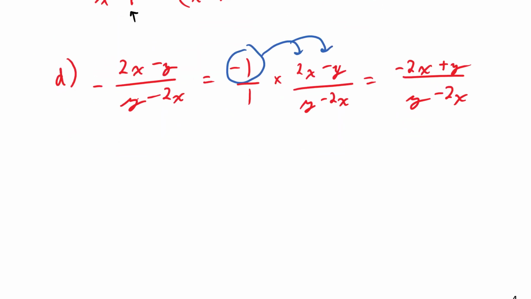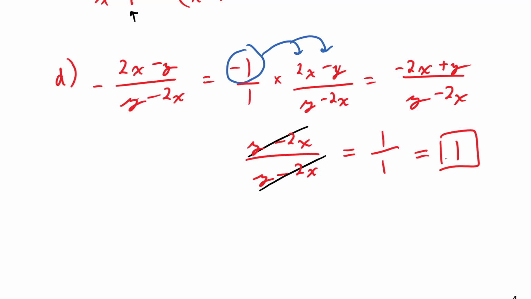negative 2x plus y over y minus 2x. Let's rearrange that. Y minus 2x over y minus 2x. What do we get? Same thing on the top and the bottom. What is this equal to? It's not equal to 0. It's 1 over 1 or just equal to 1.